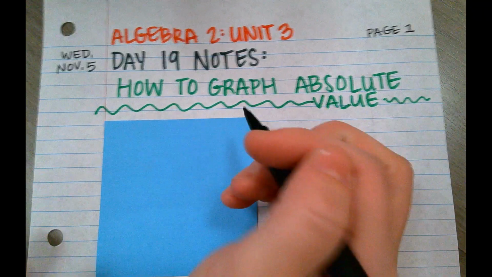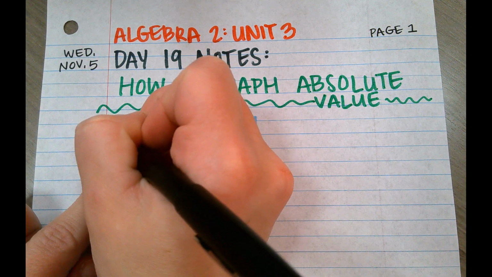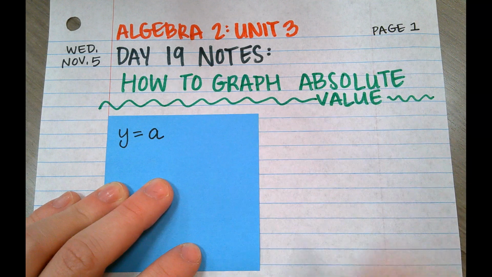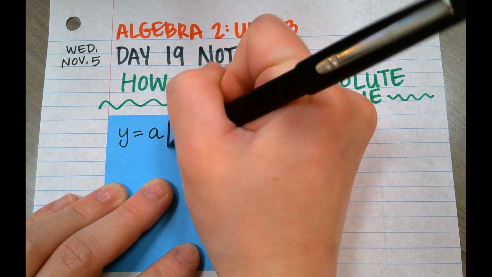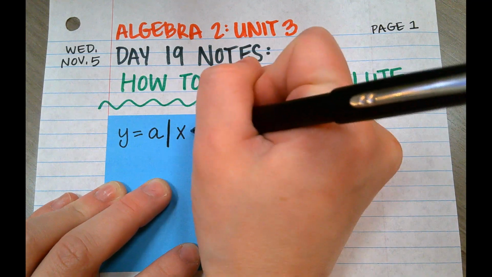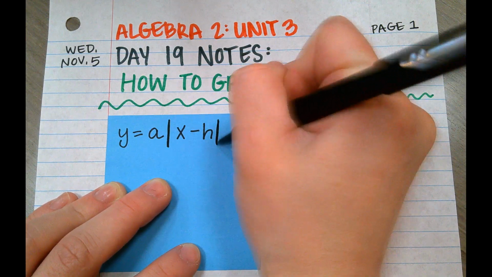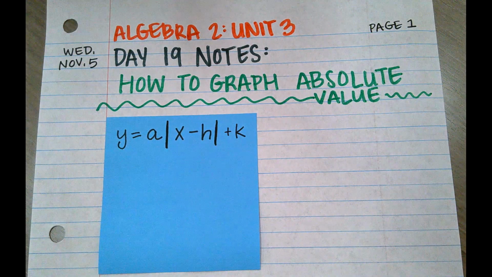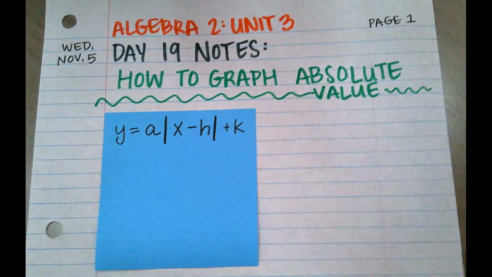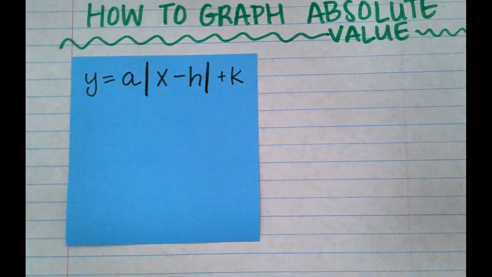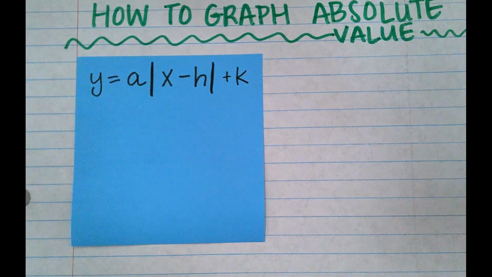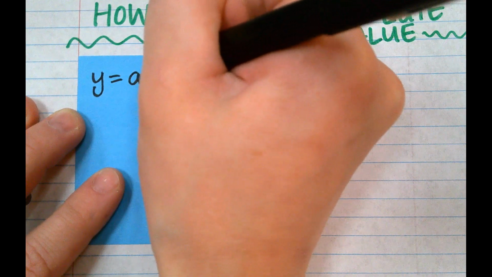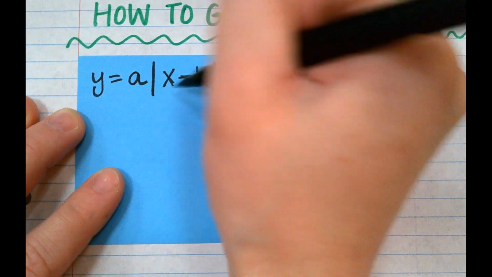So nice. So we have right here y equals a times the absolute value of x minus h, plus k. Can you imagine being an alien coming down here and somebody saying y equals a x minus h plus k? All right, maybe they get it. What does that mean?